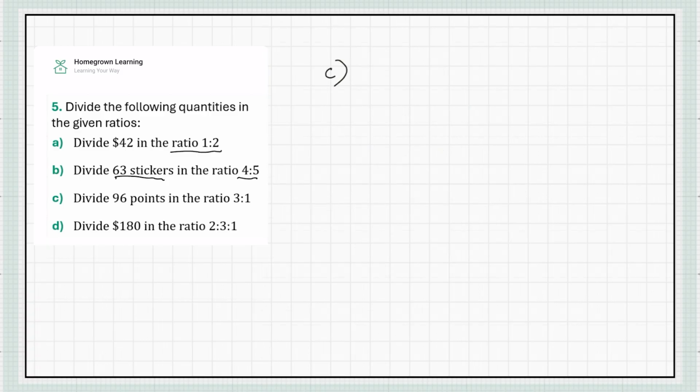Let's look at C. For C we have 96 points, and we're dividing it by the total number of parts. The ratio is 3 to 1, so the total number of parts is 4. Now, in order to divide 96 by 4, just remember it's equal to 80 plus 16, so 24. Alright, now that we've done that, each part is worth 24 points. We just need to write our equivalent ratio. So, 24 times 3 is going to be 72. And then 24 times 1 is just 24.